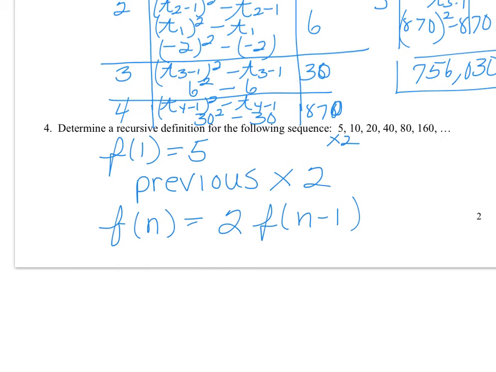And again, every recursive definition has to have the first term given. So then we say f sub 1 equals 5. So our formula would be 2 times f sub n minus 1. Okay, let's go to the next page of our notes.